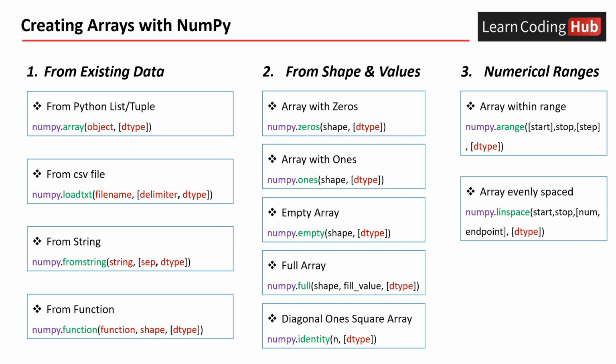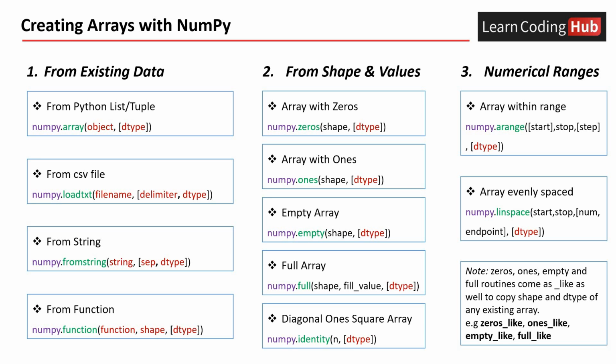Just another thing to add is that for the shapes and values routines, zeros, ones, empty, and full, they come with underscore-like routines as well. This is where, if you want to copy the existing array's shape and data type, we can use those ones. We will look into each of these in more detail. So in today's session, this is what we're going to cover. So let's make a start.